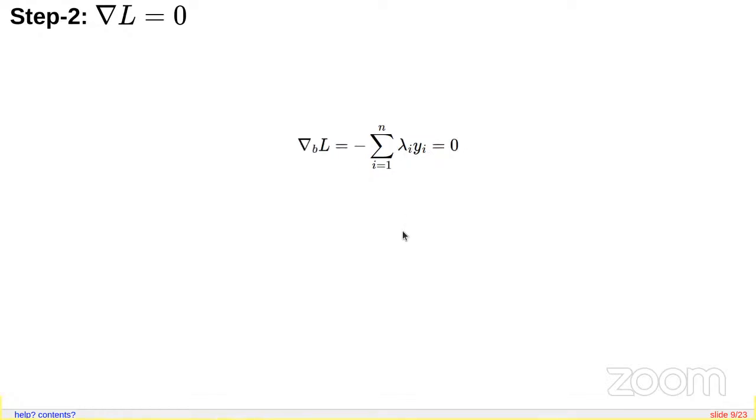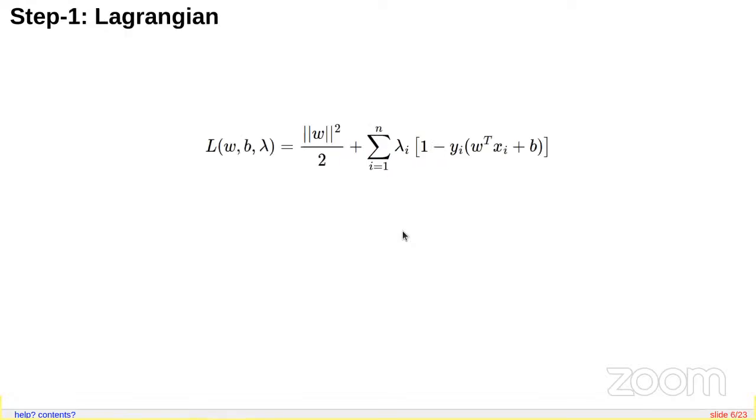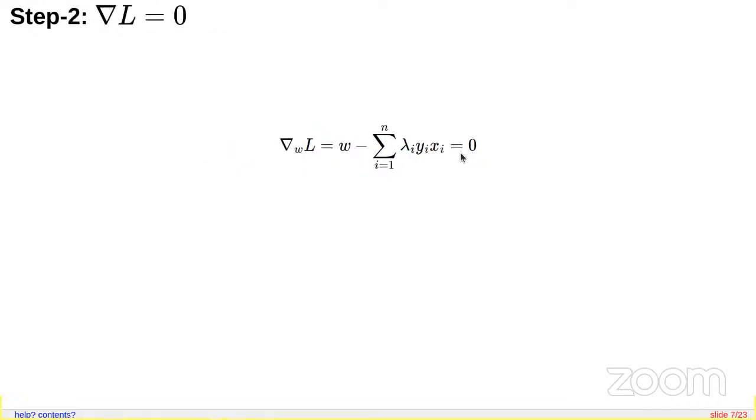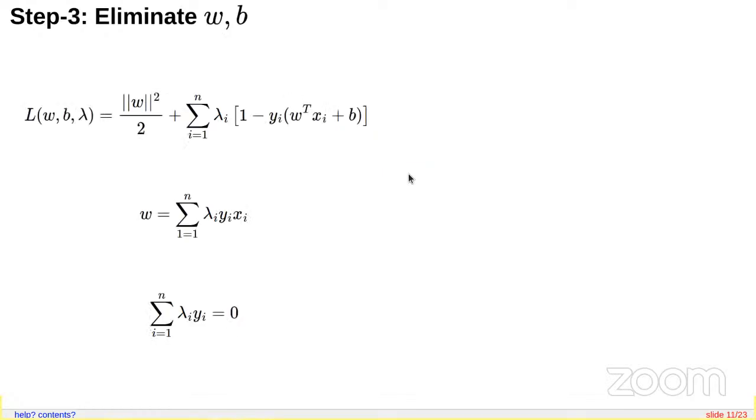Now you do the same thing for B, right? So if you do it for B, what will happen is this will vanish, the lambda i's will vanish. This doesn't depend on B. So the only thing that depends on B is this one. So this will be sigma lambda i yi with a minus sign. And this is the gradient with respect to B. Okay, any doubts so far?